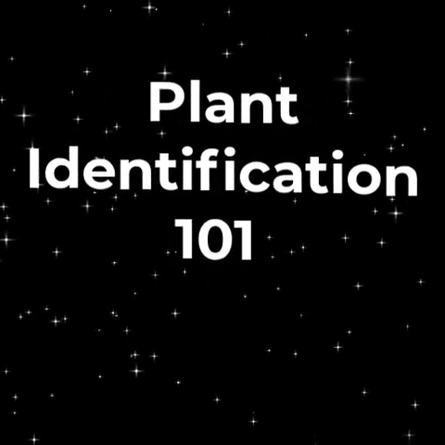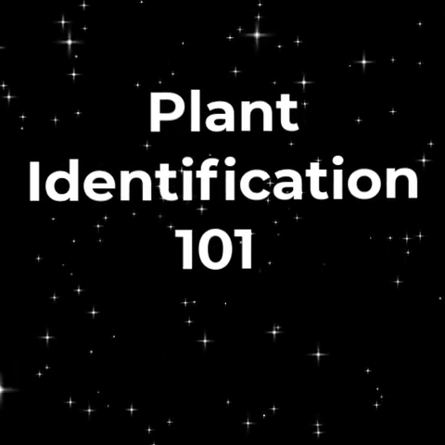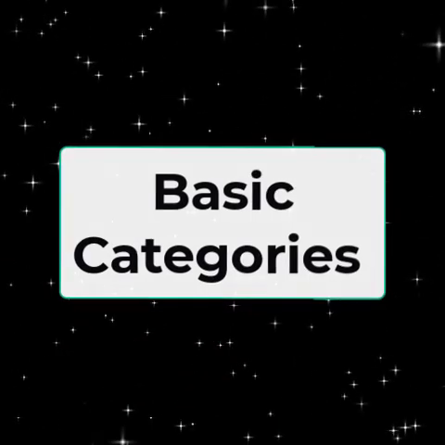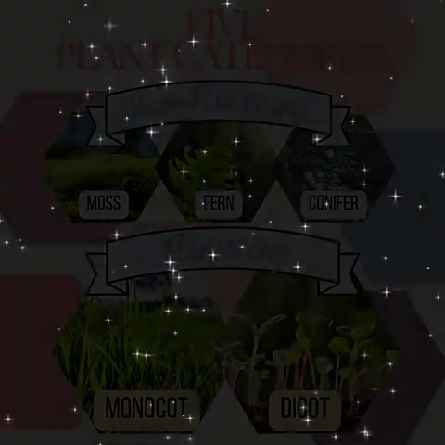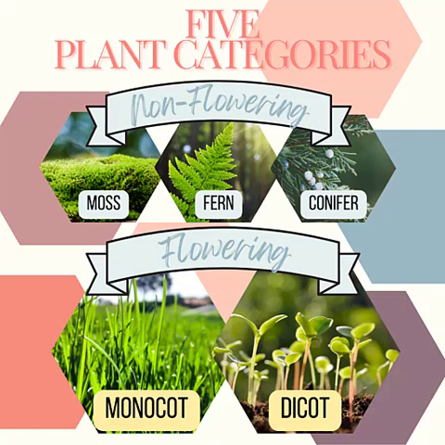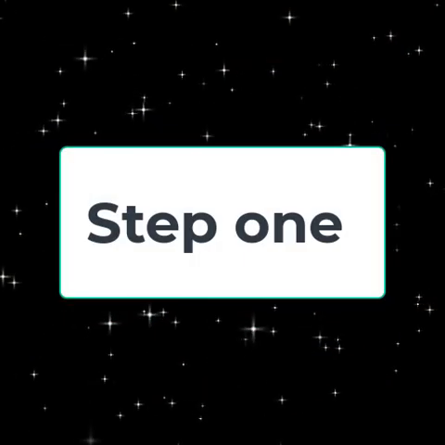Plant Identification 101. Our first goal to begin identifying plants is to identify the basic categories that plants fall under at a high level. We'll identify 5 categories of plants, and with just 1 or 2 questions, you can look at any plant and identify which of those 5 categories it falls under. Let's get right into it.